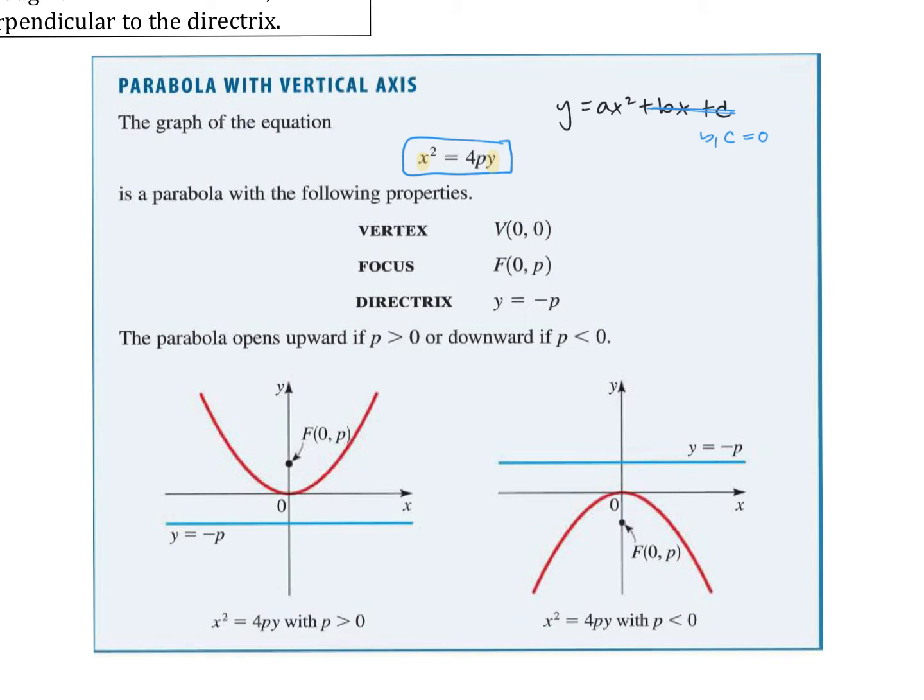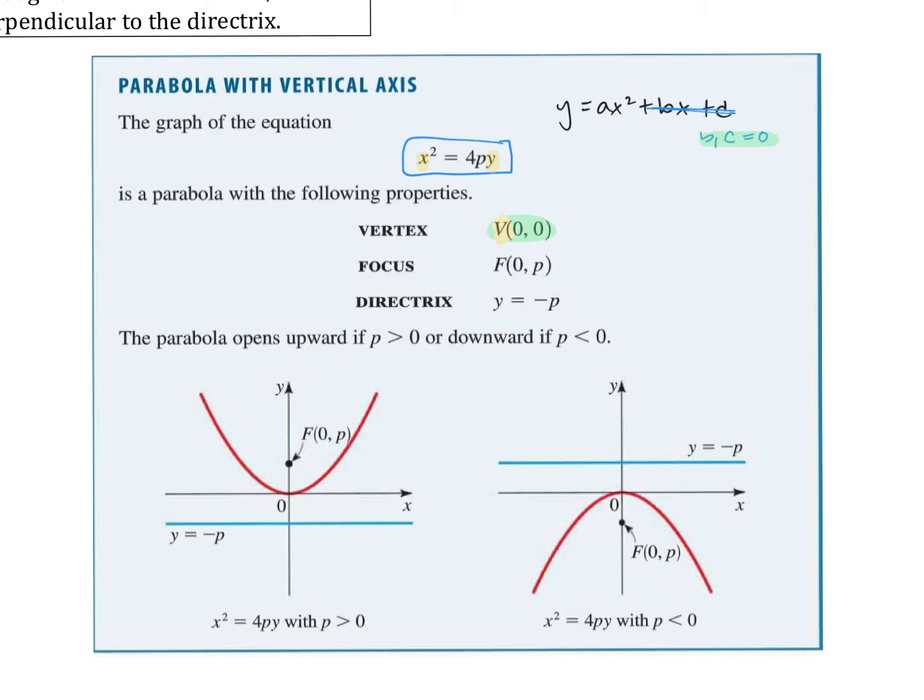Okay, so we have the vertex, which we have seen before. For this specific type of parabola, because we don't have the b and c values right here, let me go ahead and highlight those, because we don't have these, our vertex is going to be centered at 0, 0. Please note, always denote your vertex with the capital V, and then the focus would be at 0, comma p.